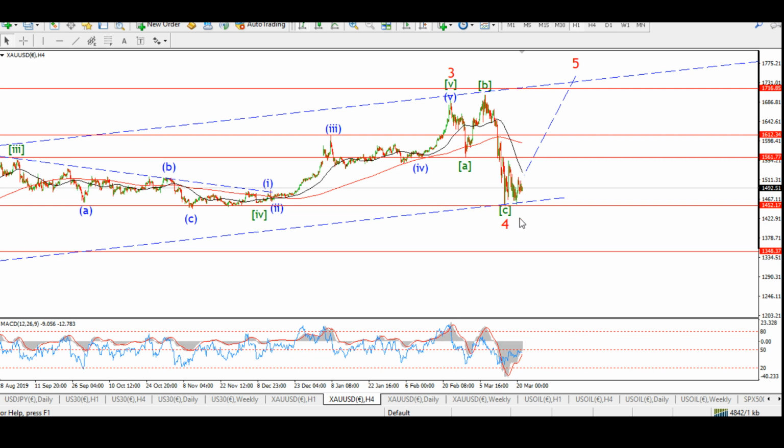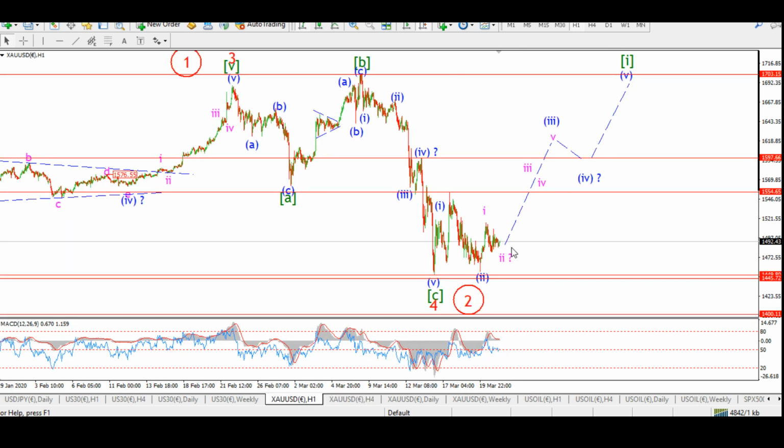I'm calling this an expanded flat correction. We'll see in the hourly chart whether this wave C is complete yet, but the minimum target for the rally in wave 5 would be probably back above 1700 anyway, but I would expect maybe something more in wave 5. So the hourly chart here, it's tentatively pointing higher, but we'll have to see some follow through over the next day or two.